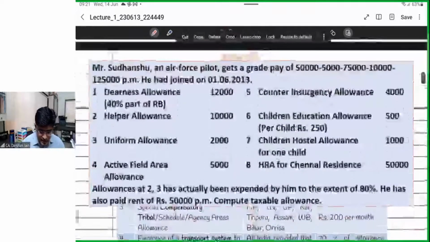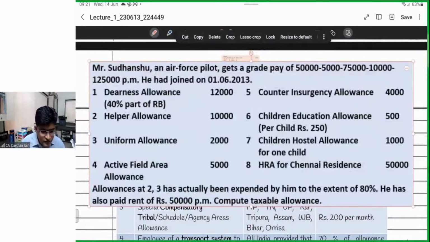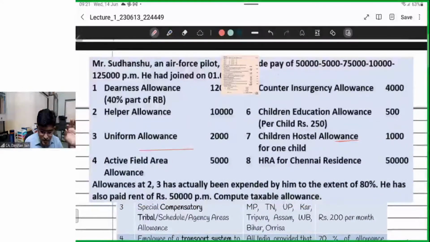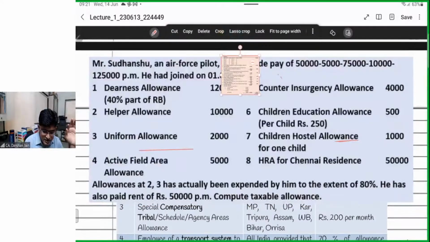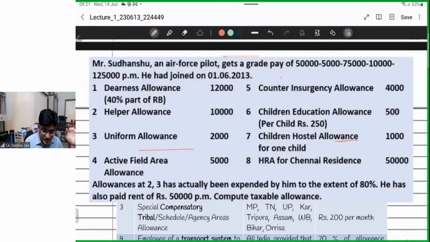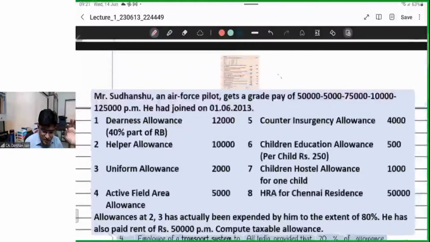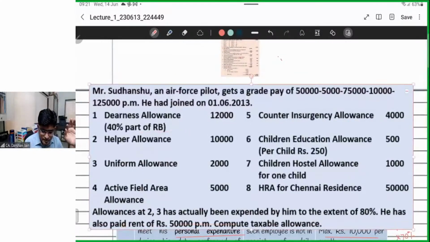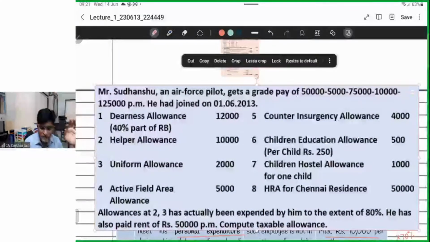Okay. See, look at this. Sudhanshu, an Air Force pilot. Just go through this question. Sudhanshu, an Air Force pilot, gets a grade pay. So we are dealing with one more concept here. He gets a grade pay of rupees 50,000.